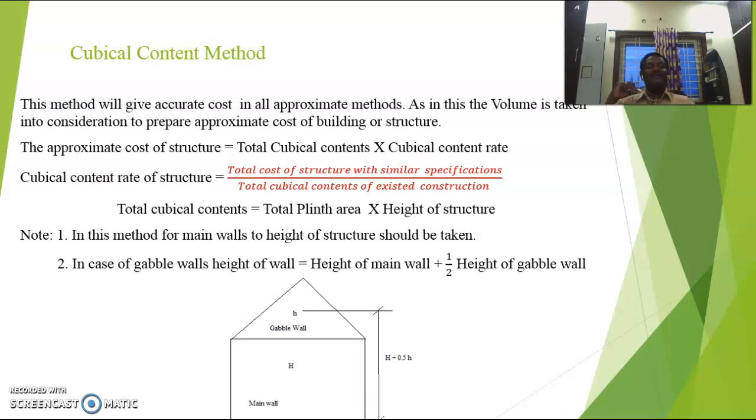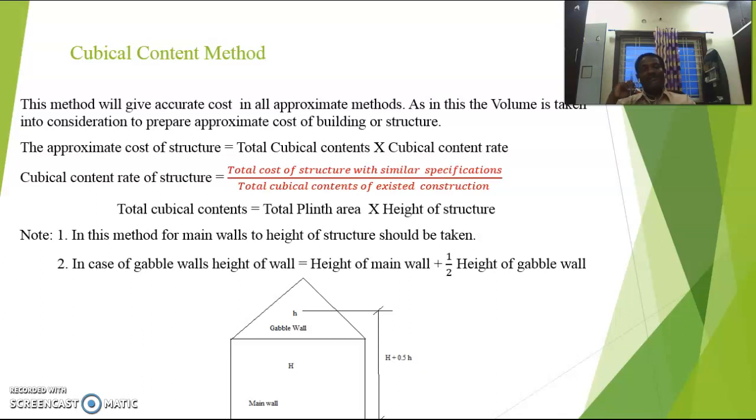Because service unit is one of the important factors. In this method, calculating the similar specification of the structure is very difficult. Next, the existing structure may be of the same specification, but day to day, year by year, the cost of labor and the cost of materials also increase. So you have to add the average percentage by which the cost of material has increased and the average cost by which the labor has increased, then only will you get an approximate cost.